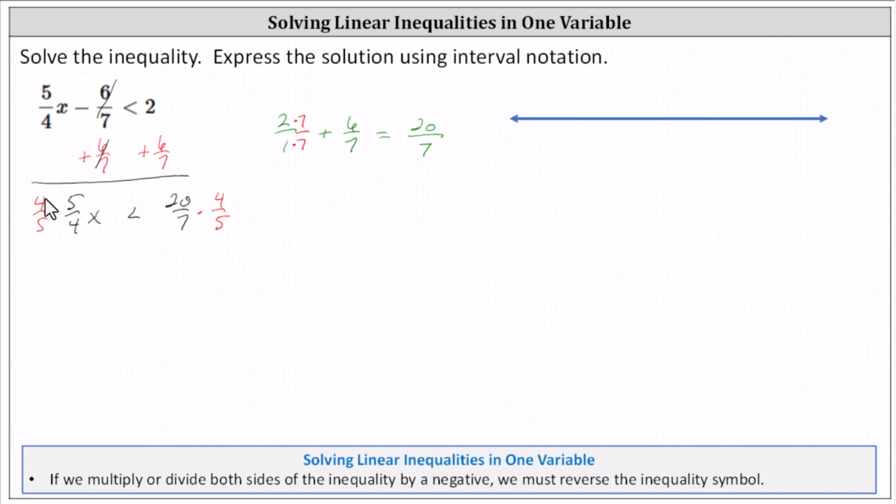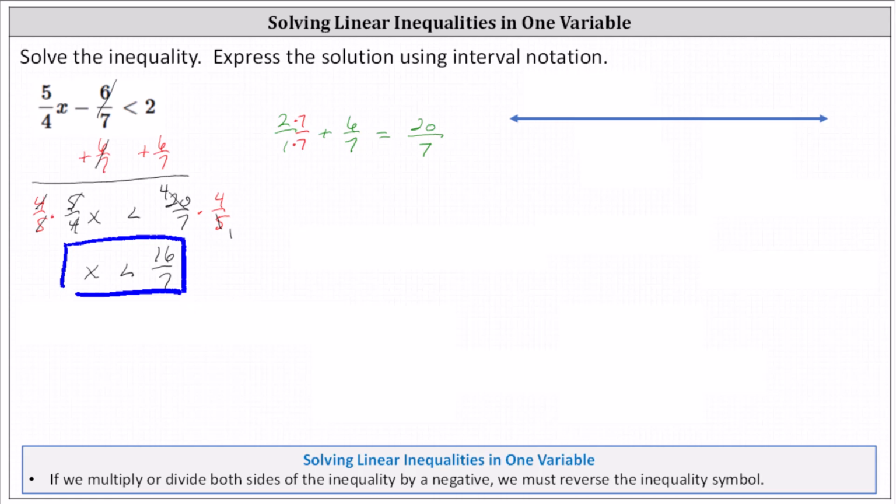Simplifying on the left, 4/5 times 5/4 is equal to 1. 1 times x is x. We have x is less than 20/7 times 4/5. Let's simplify before multiplying. Notice 5 and 20 share a common factor of 5. There's 1 5 and 5, and 4 5s in 20. Multiplying, we have 16/7. The solution expressed as an inequality is x is less than 16/7.